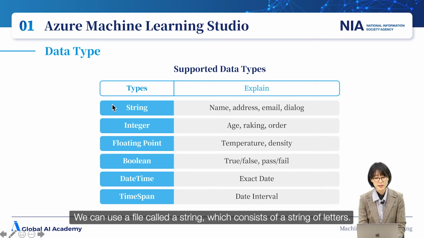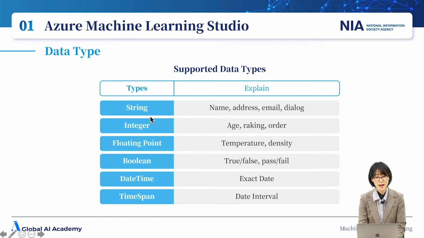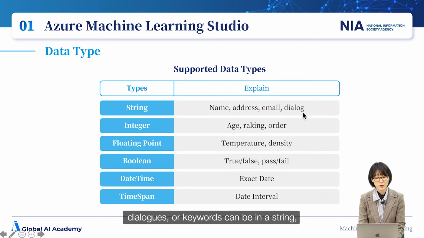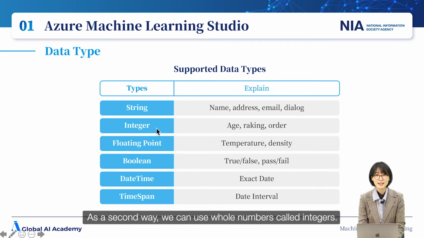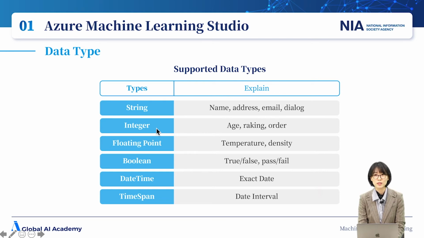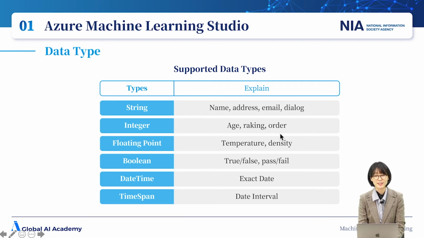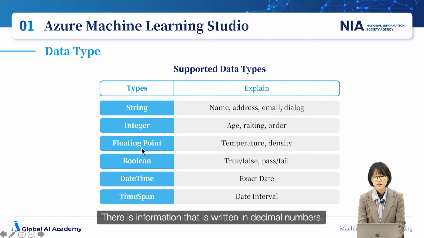We can use a type called a string, which consists of a string of letters. People's names, addresses, email addresses, dialogues, or keywords can be in a string. As a second type, we can use whole numbers called integers. Ages, rankings, or orders are information described in integers. There is information that is written in decimal numbers. Values like temperatures or densities are an example of it.